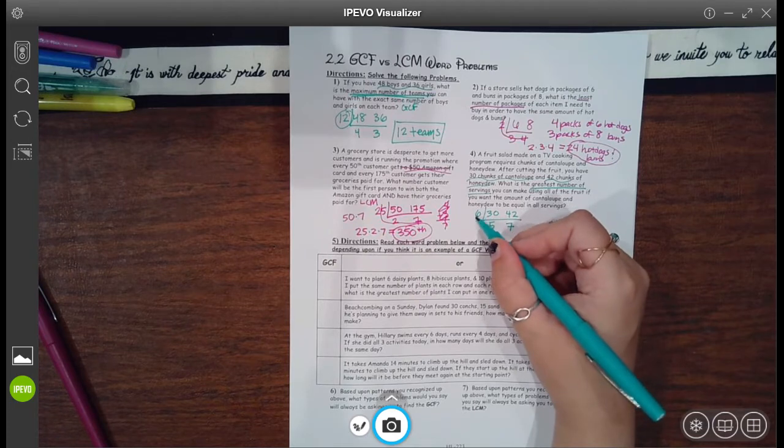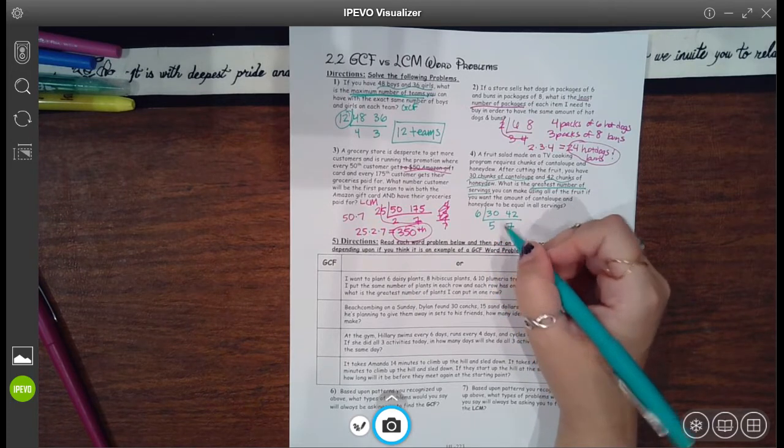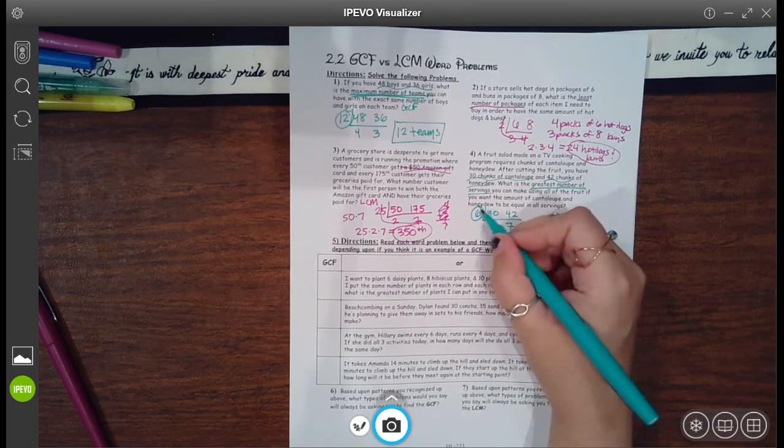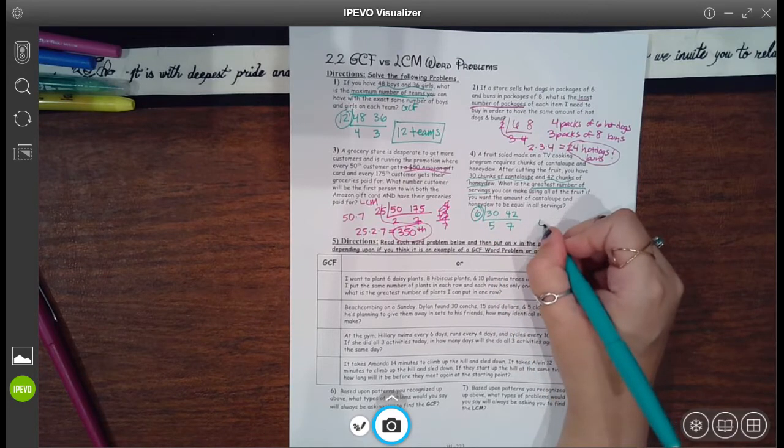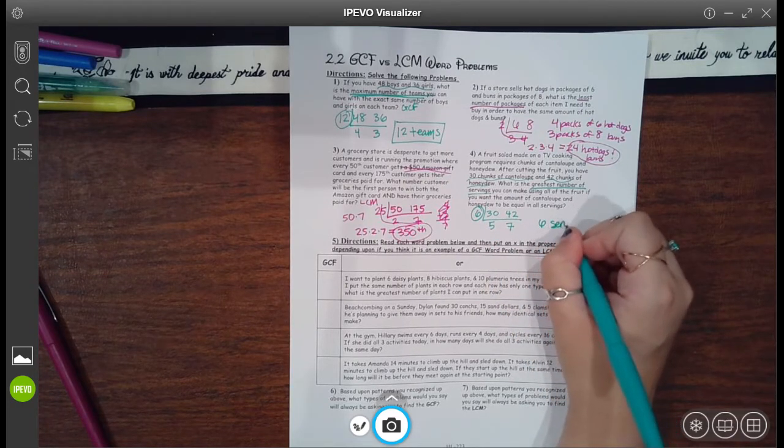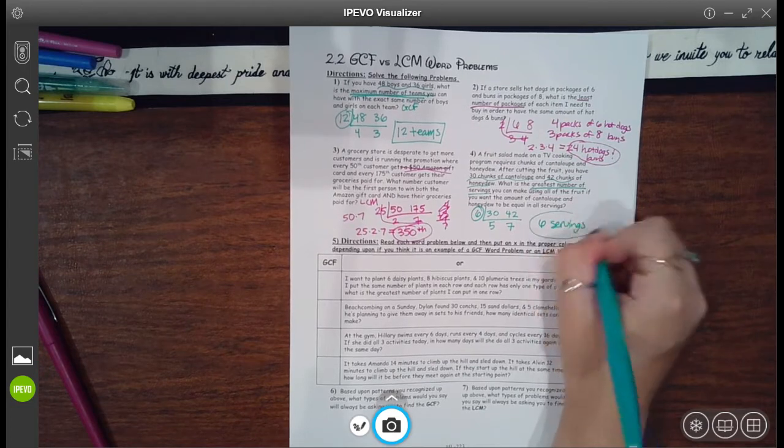Now, if it was LCM, you'd multiply all these, 6 times 5 times 7, but it's just GCF, so it's the numbers along the outside, which is 6. You can do 6 servings for that one.